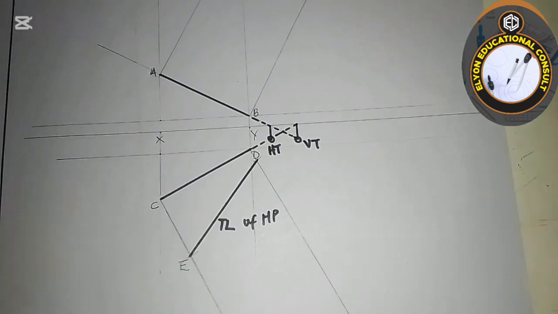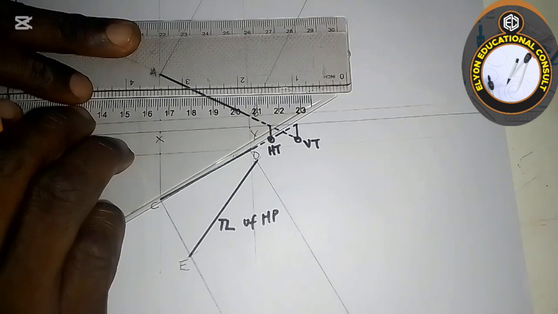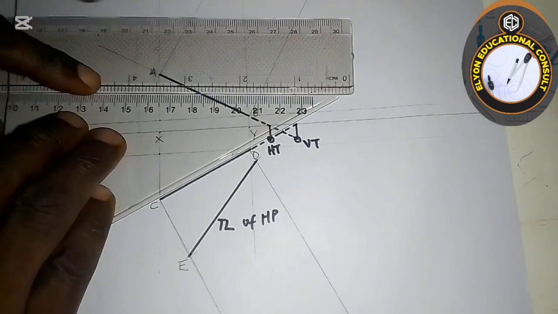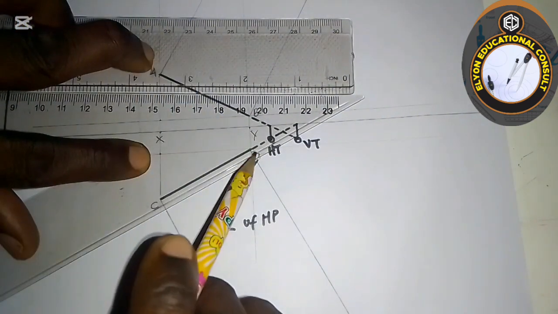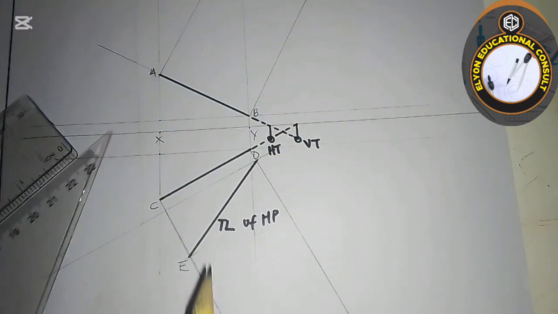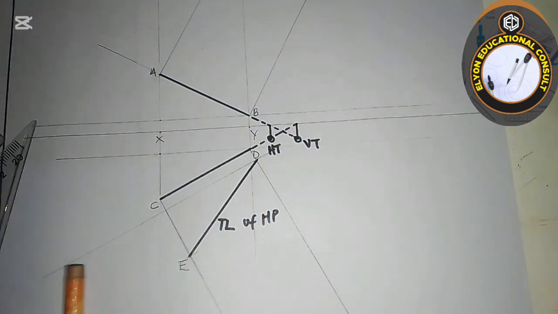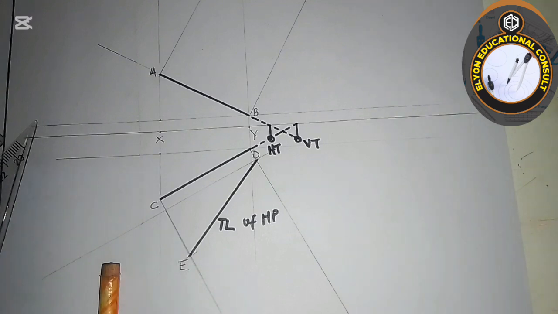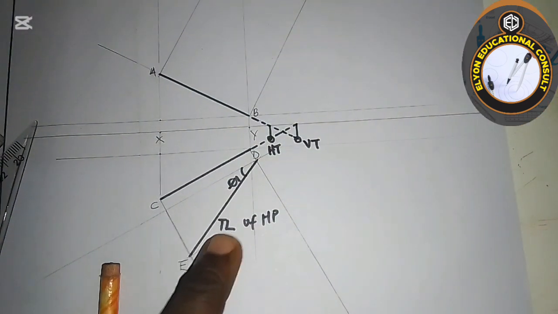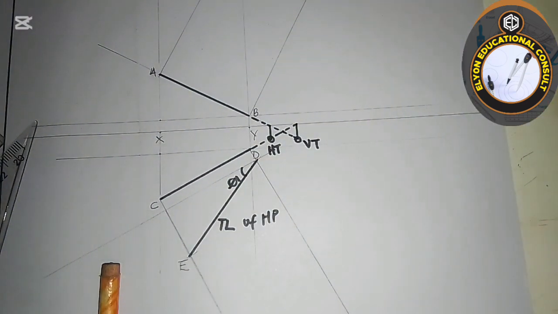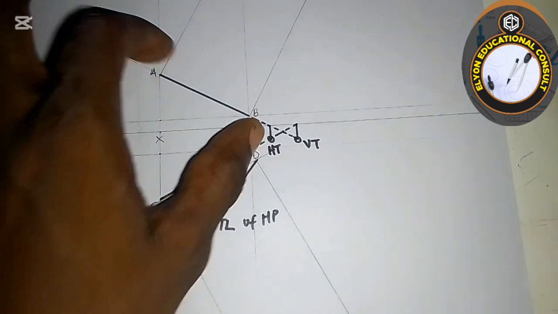To get the true angle of inclination to the horizontal plane now, I'm going to place my set square this way. I can place the set square this way, the ruler behind it, then slide to point D, then draw the line this way. So this angle, let's call this theta 1. This is our true angle of inclination to the horizontal plane. So we do likewise, the same we are going to do here.